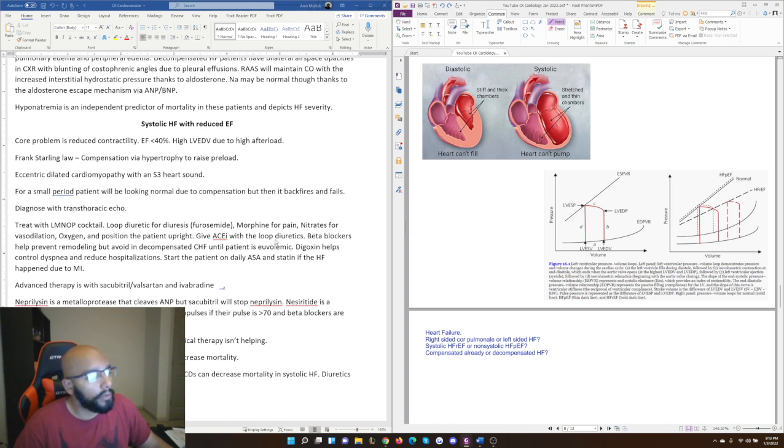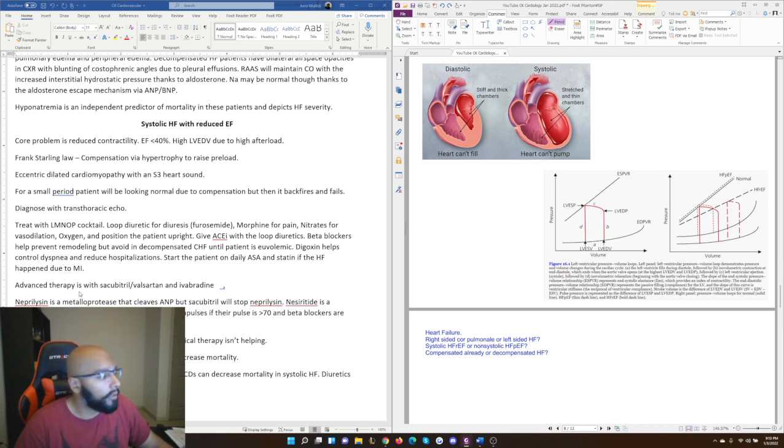ACE inhibitors with loop diuretics are very critical here. You have to give the ACE inhibitors. Beta blockers help prevent remodeling, but avoid beta blockers if the patient is still decompensated, okay? And wait until the patient is euvolemic. Digoxin can help control dyspnea and reduce hospitalizations. Start the patient on daily aspirin and statin if the heart failure happened due to an MI.